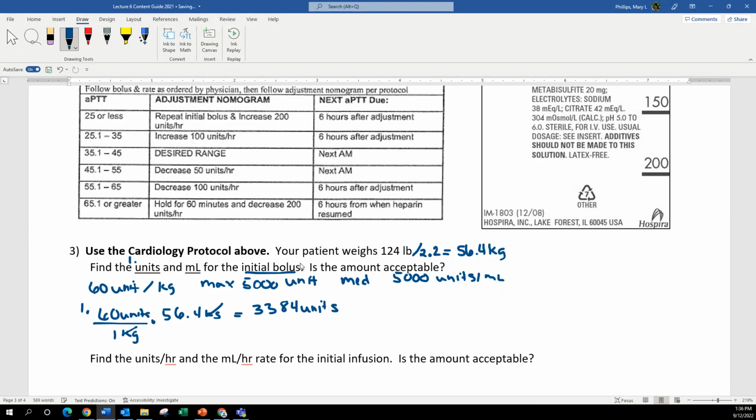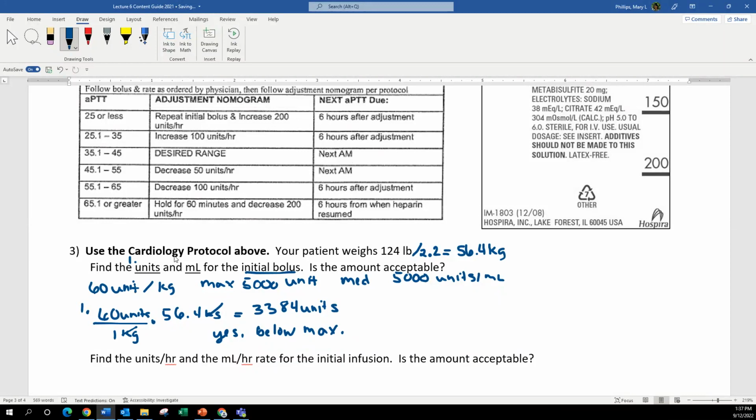And the question here is, is this amount acceptable? So yes, this is acceptable. It is below the max. So the maximum there is 5,000. I'm well below the maximum. And so I will be able to continue on with my problem.